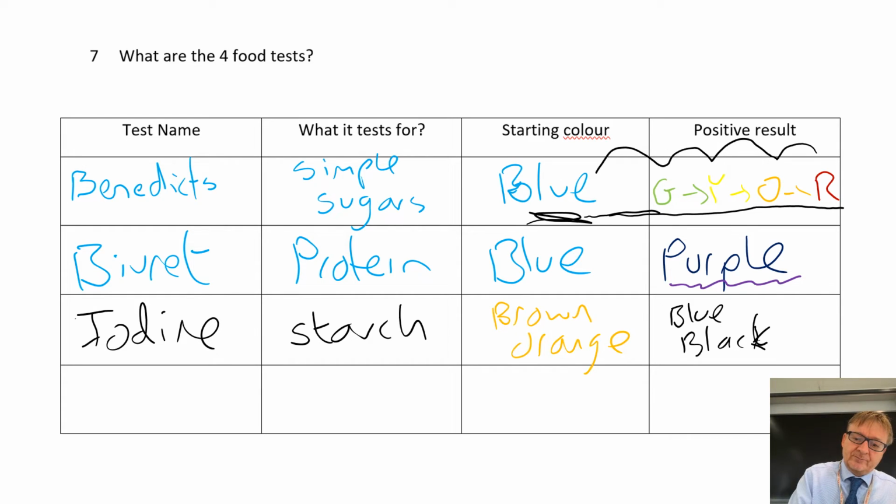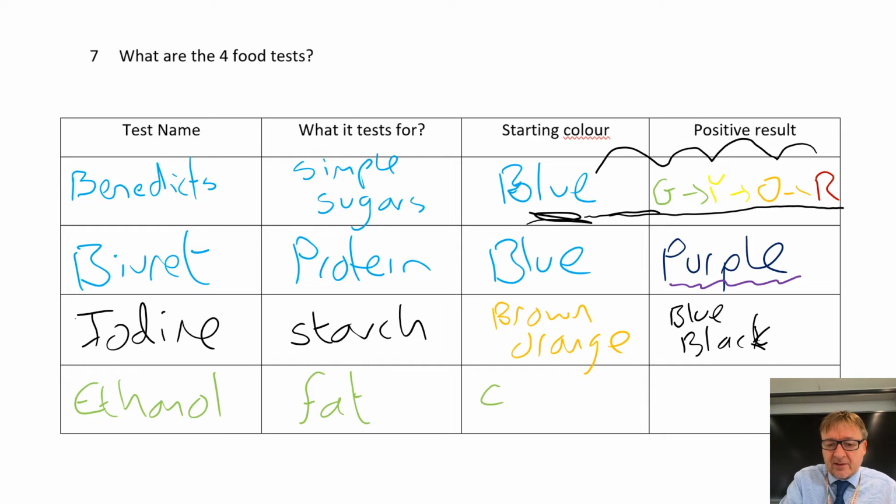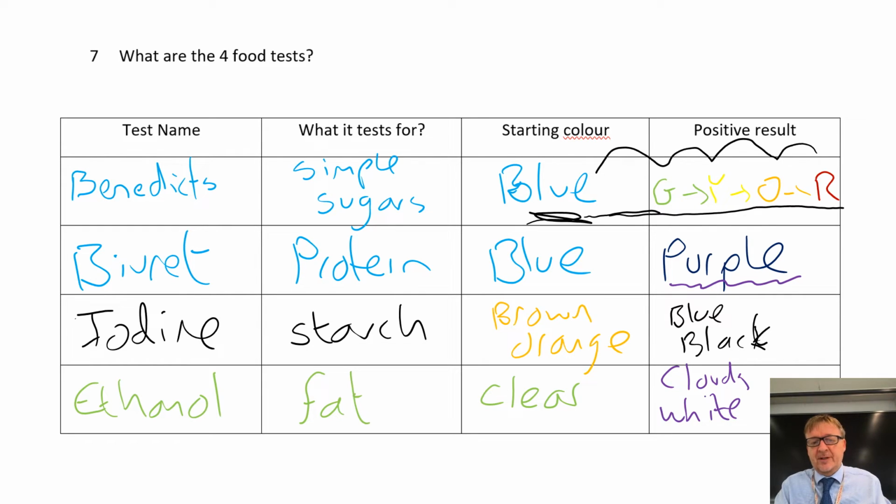The final one is ethanol. Ethanol, alcohol, and it's a test for fats. It starts off clear. It looks like water, there's nothing to it at all. And then if you get a positive result, it goes cloudy white. It's like a suspension that appears within it.